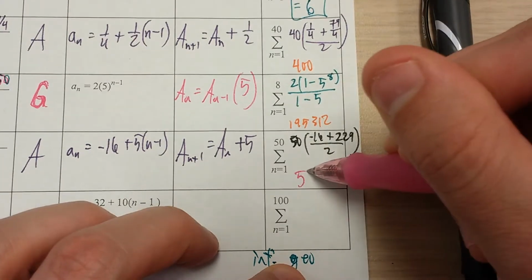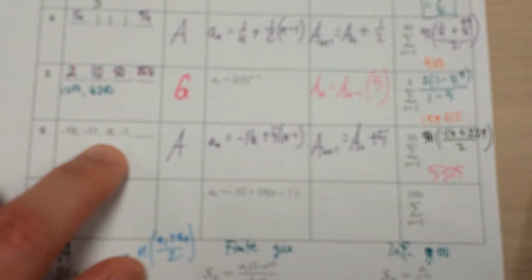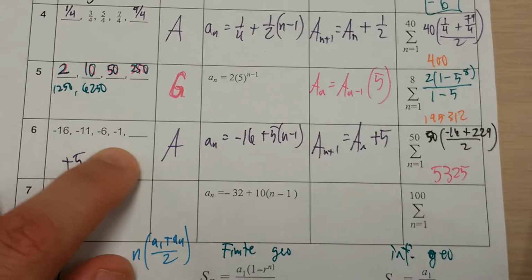5325. All right, why does a positive answer make sense for that one? Well, we only got 4 negative numbers. After that, they're all going to be positive, aren't they?